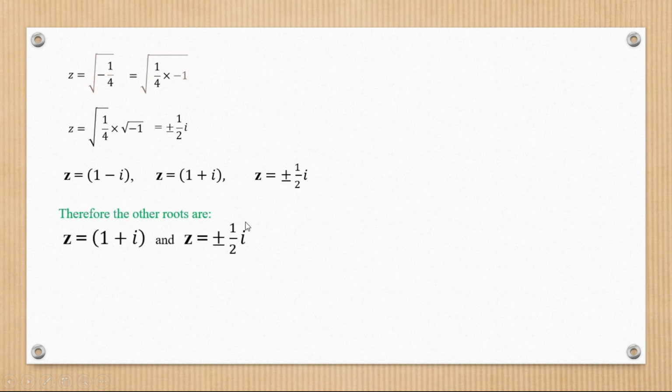So we end up having 4 roots. We write this as plus or minus as a simplified way of writing the two different versions of this, because we have a positive half i and a negative half i. So at the end, we've had 4 different roots to this equation.